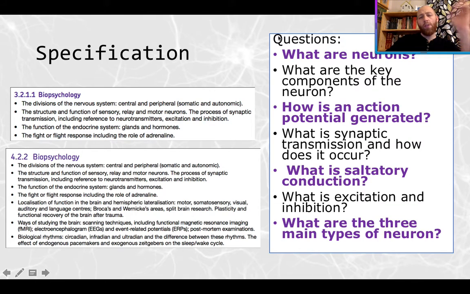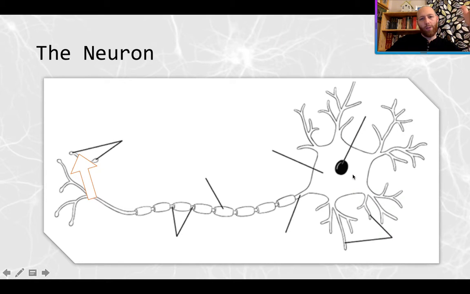Some questions that you might like to think about as we're going through this are: what are neurons? What are the key components of neurons? How is an action potential generated? What is synaptic transmission? What is saltatory conduction? What is excitation and inhibition? And what are the three main types of neurons? Those are some questions to have in your mind as we go through.